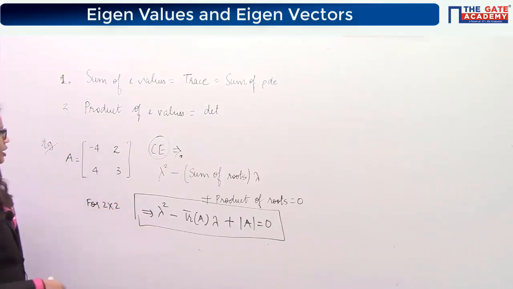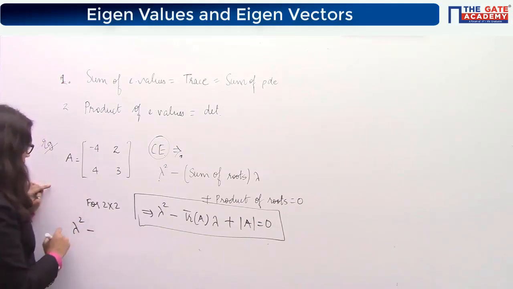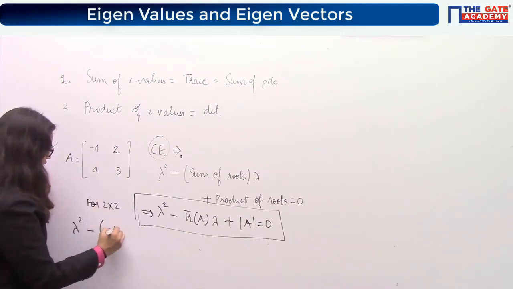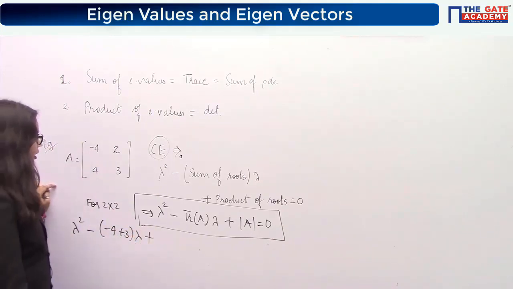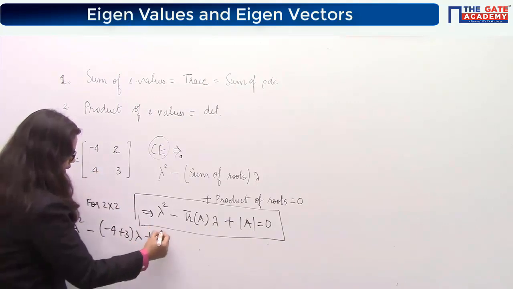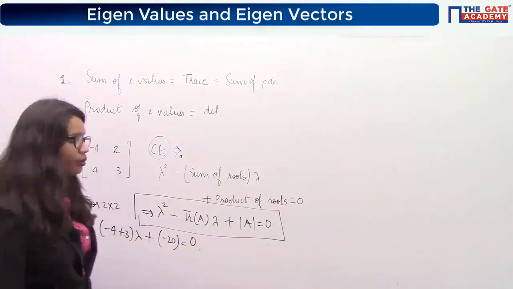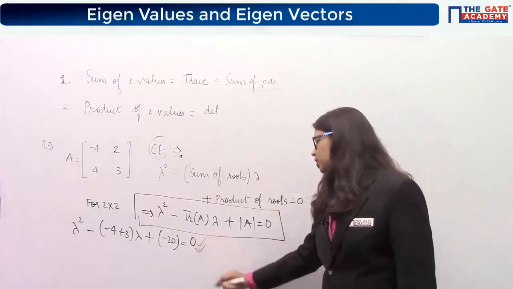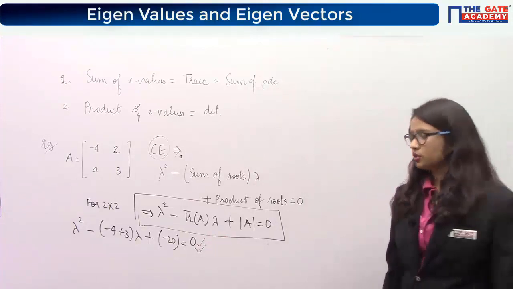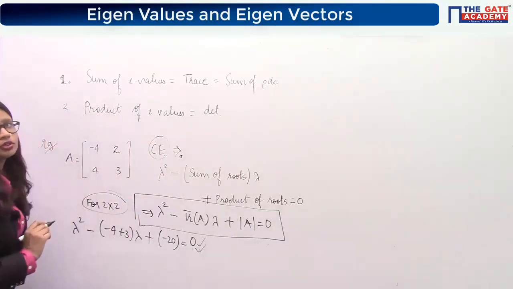Okay, like in this case, now you need not write A minus lambda I equal to 0. You will directly say that the characteristic equation is lambda square minus trace, trace is minus 4, plus 3 lambda plus determinant. Determinant is minus 12 minus 8, minus 20, equal to 0. So in this way you can directly write the characteristic equation and then you can find out the roots. But remember, only applicable for 2 cross 2 matrix.